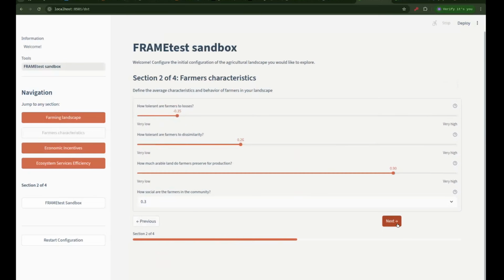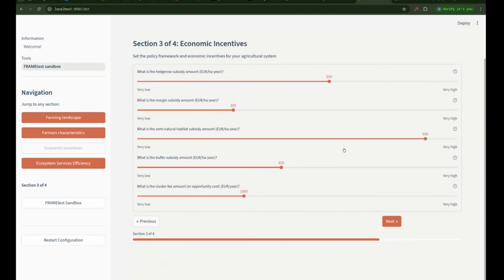Once this is complete, we ask questions about economic incentives related to policy frameworks. In our model and in the experimentation we are doing, we are focusing on subsidies. So here the question is, what is the hedgerow subsidy amount measured in euros per hectare a year? And we do the same for margin, semi-natural habitats, and buffer areas. Basically, this is controlled by the user. You can say, I don't want to give any kind of subsidy, and let's see the result. Or you can say, I'm going to give more subsidy to hedgerows and less for semi-natural habitat. This is, of course, external to the model. It is controlled by the user.